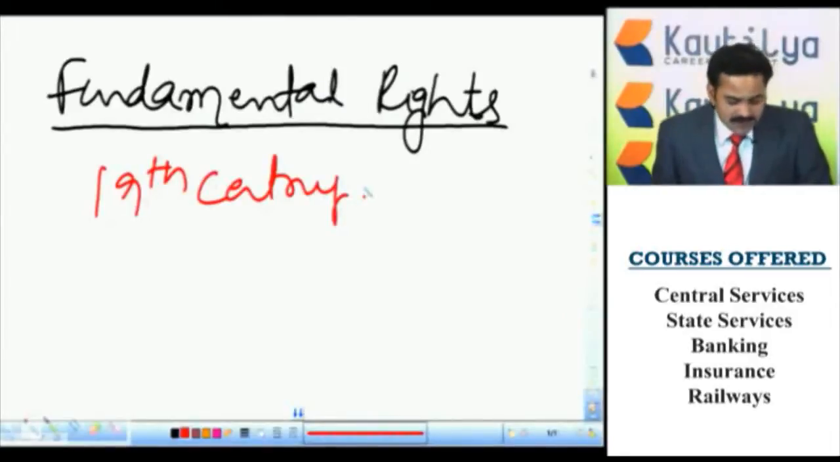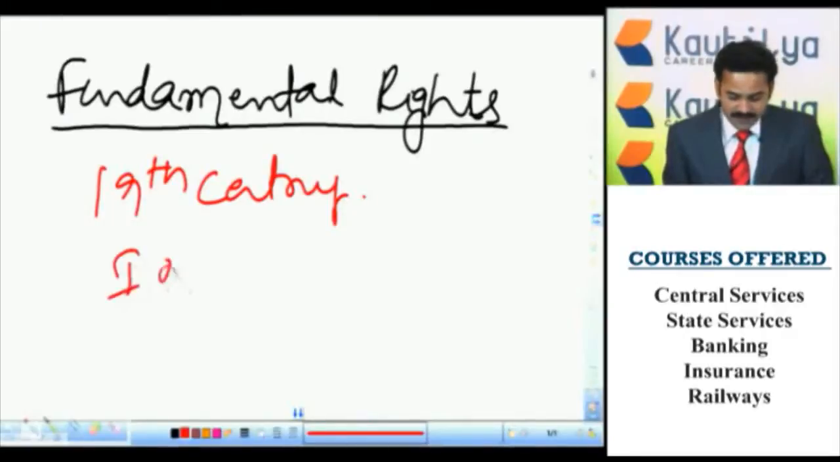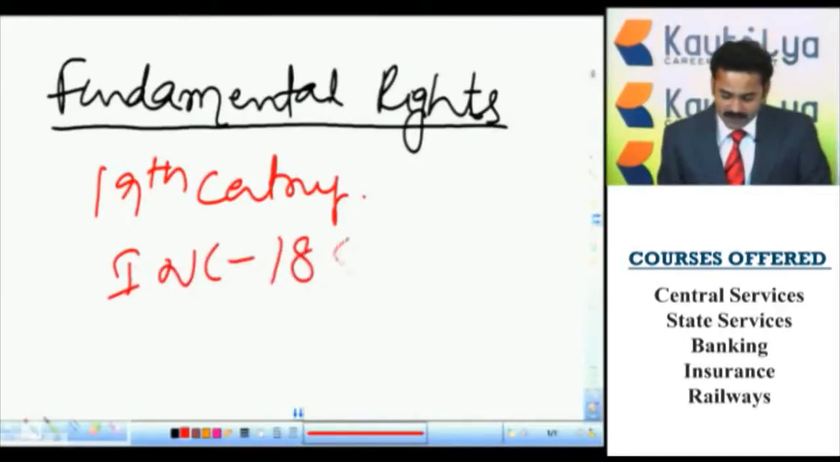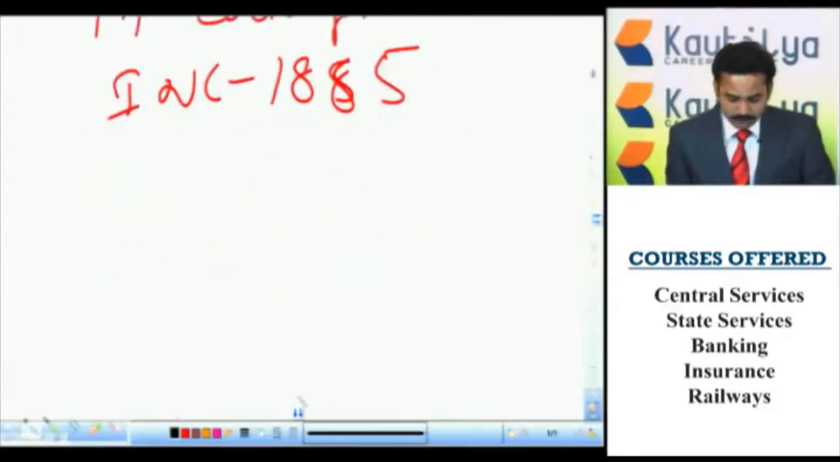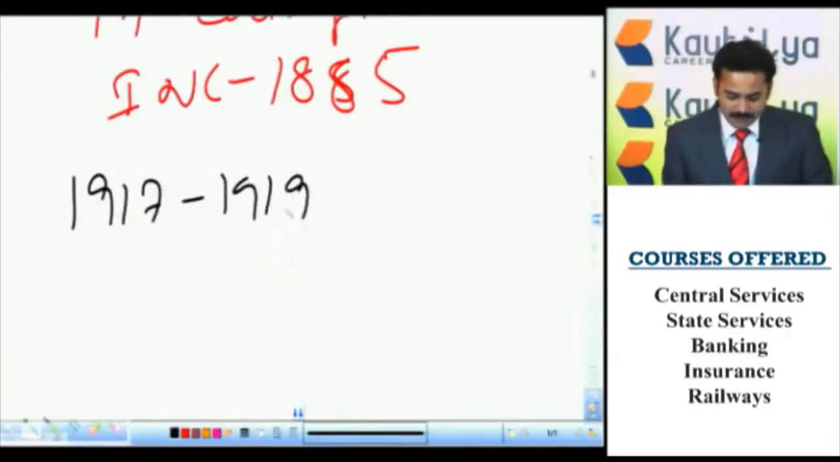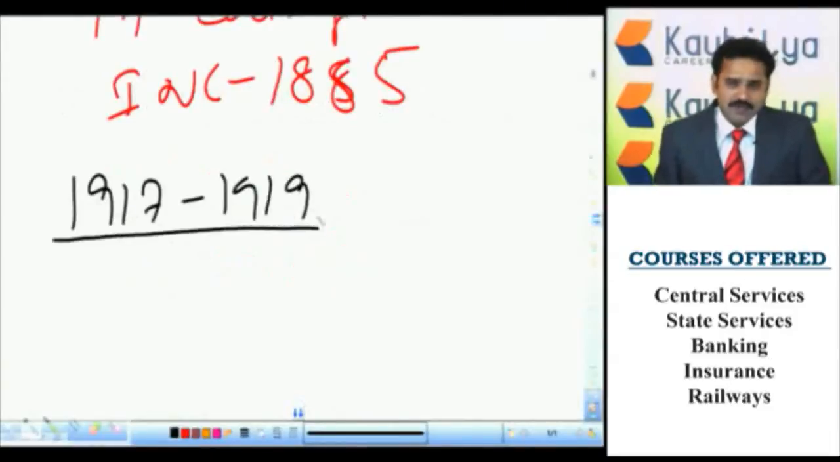It was implicit in the formation of the Indian National Congress in the year 1885. 1885 was the establishment year of the Indian National Congress, and after that a series of INC resolutions were passed between 1917 and 1919. In between these two years, a number of resolutions adopted by the Indian National Congress repeatedly demanded civil rights and equality of status with Englishmen.